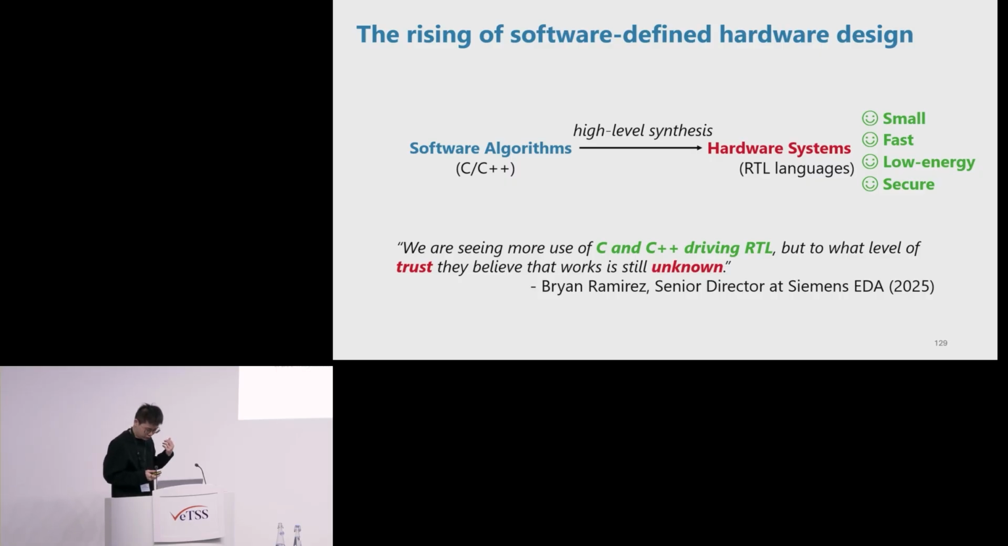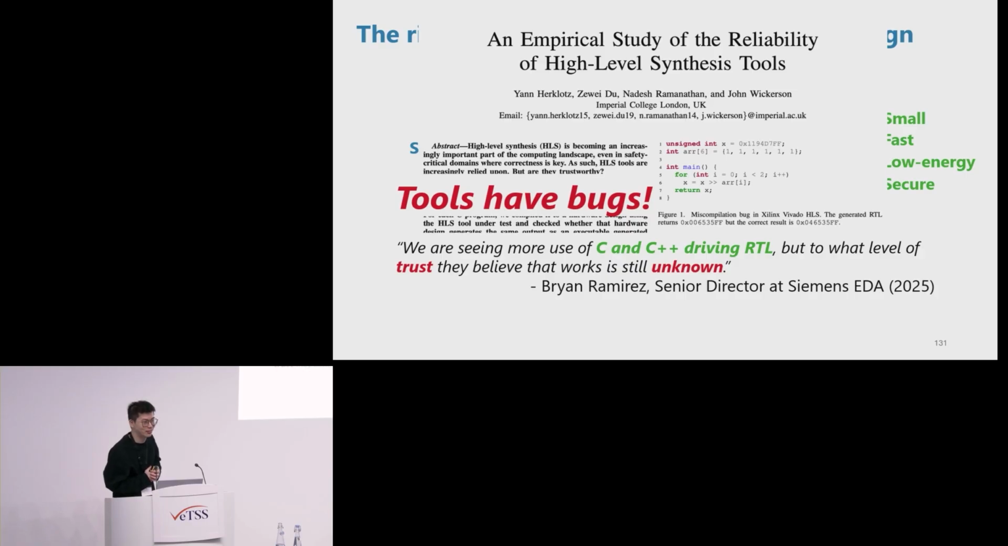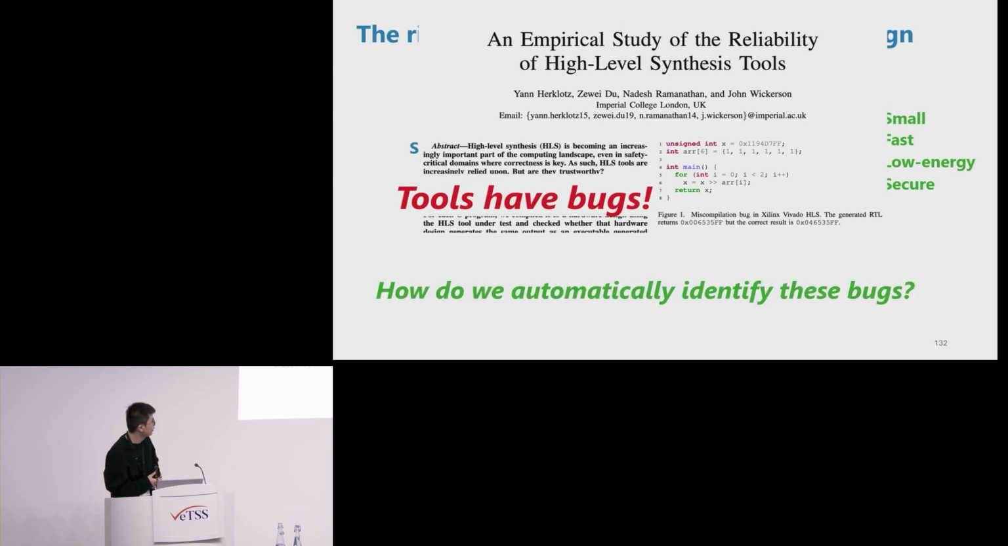If we go back to the literature, there are works that try to fuzz these tools, and the conclusions are not surprising. It has bugs, right? So while these tools are already used by industrial partners, the question is, how do we know whether my hardware is actually correct? How do I identify these bugs?